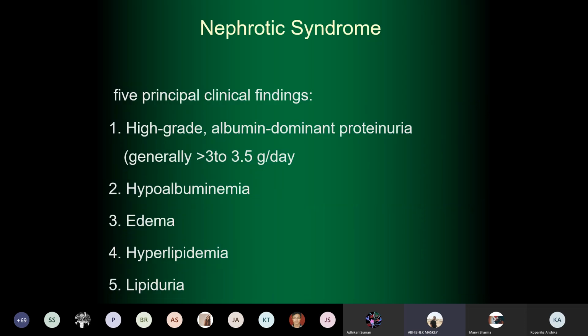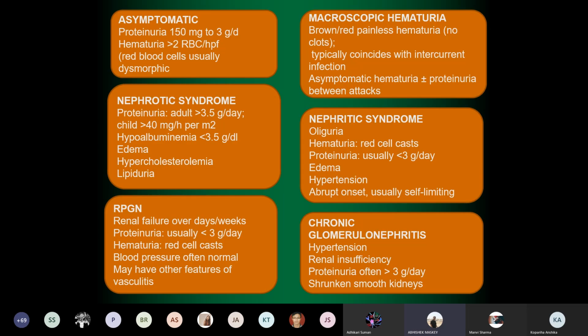It is so common. The reason I have kept the previous slide, with the boxes, is that it is sometimes very difficult for us to differentiate whether the patient is suffering from RPGN or chronic glomerulonephritis. So what is the disease? It is very difficult when you get a patient whose urine reports are abnormal. There is blood in the urine, there is protein in the urine, and the patient has so many other histories.